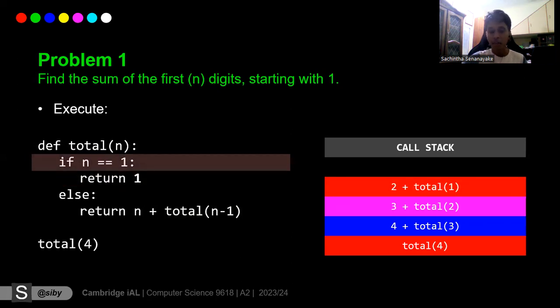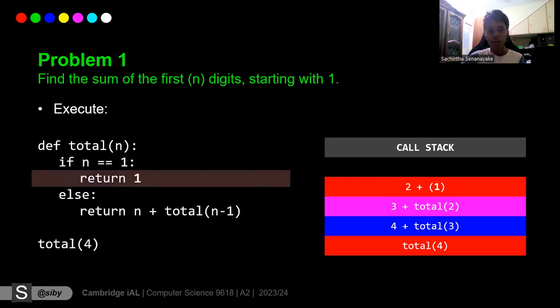Now notice, look at the topmost function call in the call stack. Currently it says 2 plus total 1 because total 1 hasn't been evaluated yet. But as soon as n hits 1, you're going to return 1, right? That's the importance of the return, guys. Without the return, the previous function calls don't get the values. So right now, when we return 1, only then would 1 be evaluated as the answer for total 1. And then the final answer for this function call would be 3, 2 plus 1.